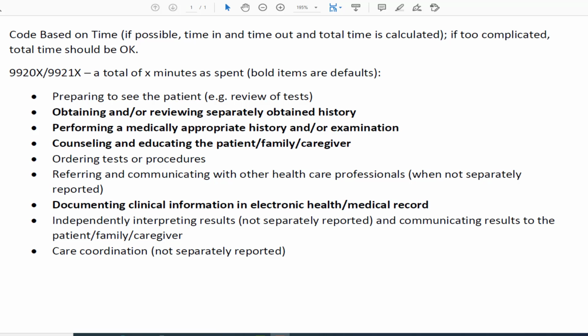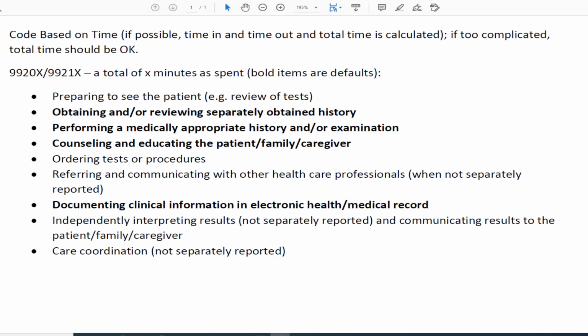Here's the cool thing about this though. It used to be, for the timing part, just the face-to-face part of the counseling and coordination of care. But these are the things that are included with the time. Preparing to see the patient, like reviewing of tests, obtaining and or reviewing separately obtained history, performing a medically appropriate history and or exam, there's your history and exam, counseling and educating the patient, family, or caregiver, right?